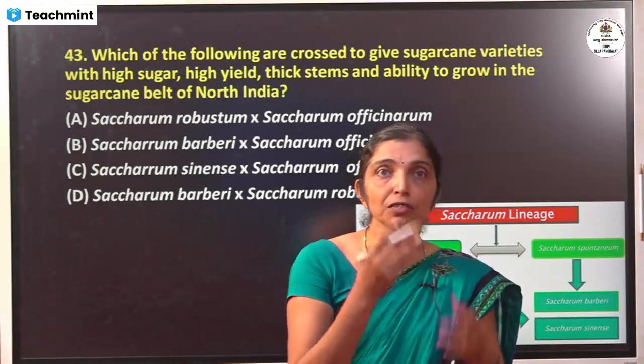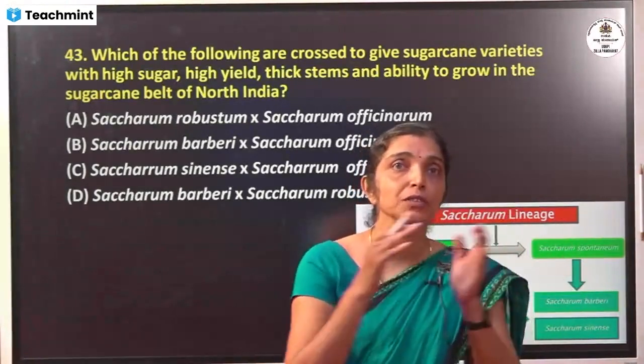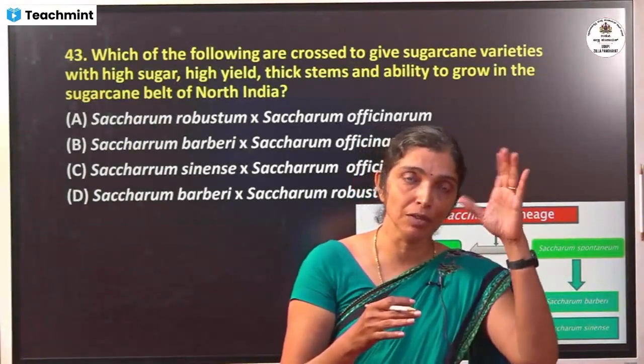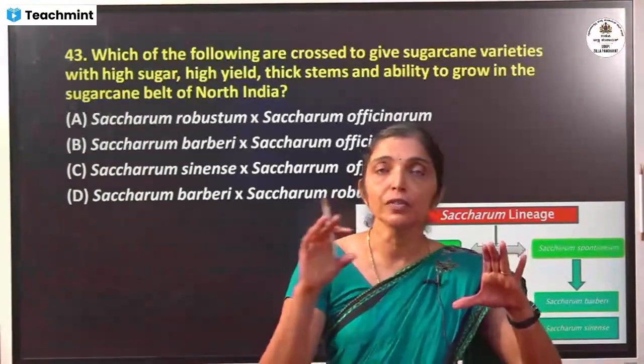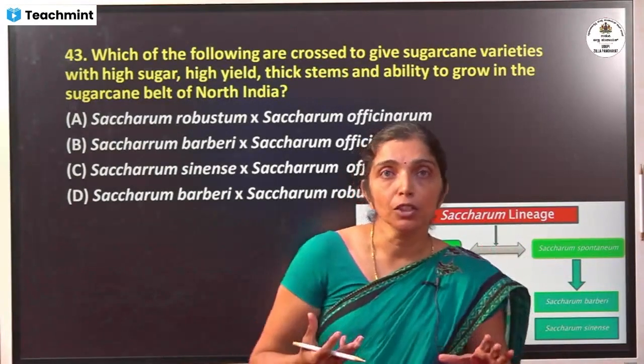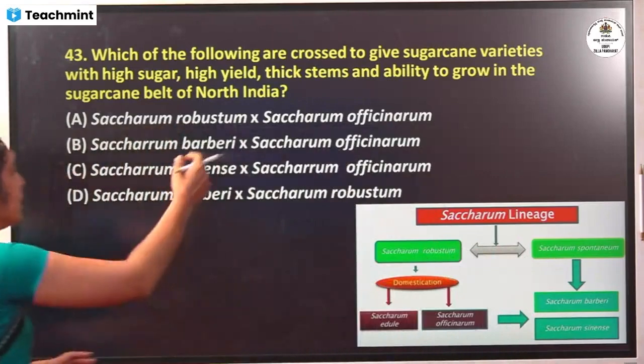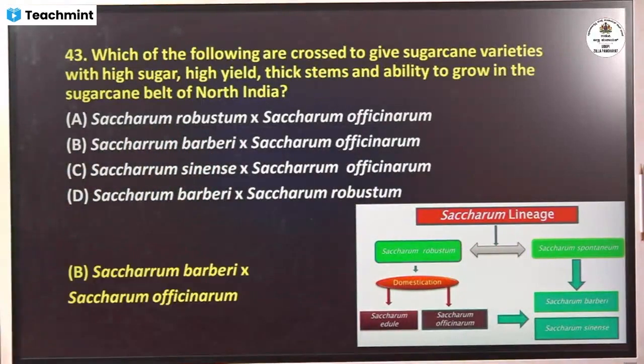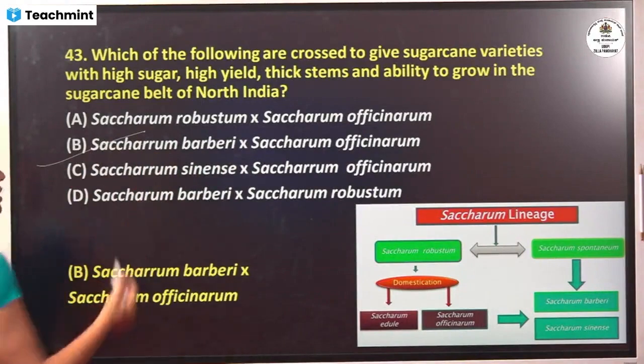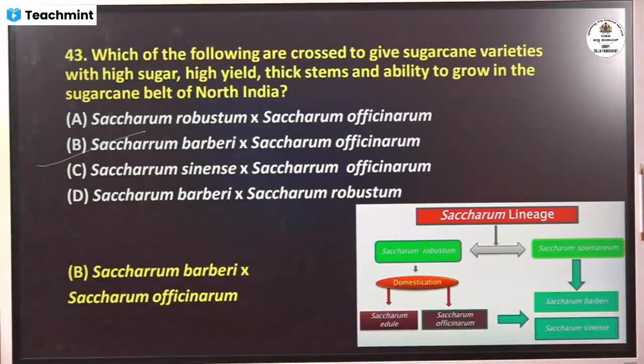So definitely we want something which is tall with longer internodes and more sugar content, which is sweeter, where we'll get more sugar out of it. So we have to cross one variety with the other, one which is tall with longer internodes, with a shorter one having more sugar content. Among these, it is B. Saccharum barberi is crossed with Saccharum officinarum.